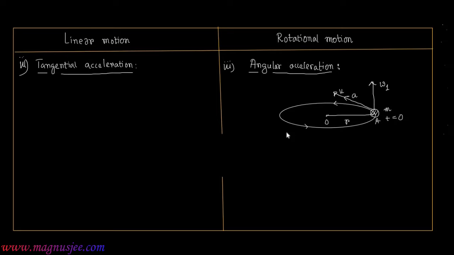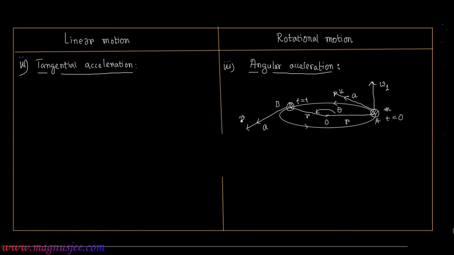U is the initial tangential velocity, a is the tangential acceleration, and omega 1 is the initial angular velocity, which is acting vertically downwards. The body is revolving anti-clockwise, and the body will move to the point B at instant t equal t second. We can denote the angular displacement theta. Theta is the angular displacement at the point B. The body has final tangential velocity v, and the tangential acceleration will be a.